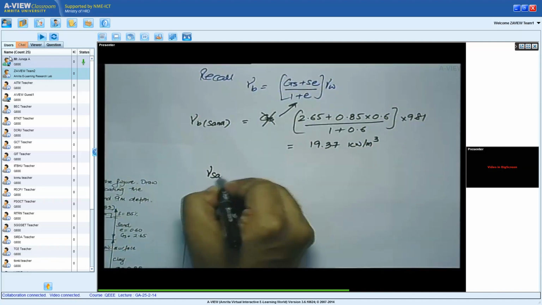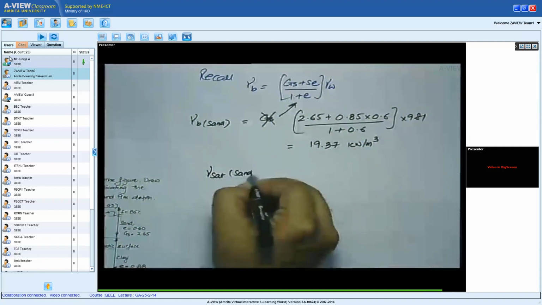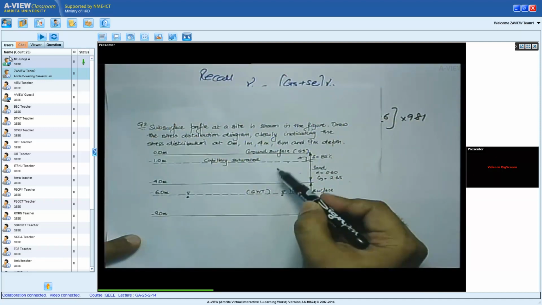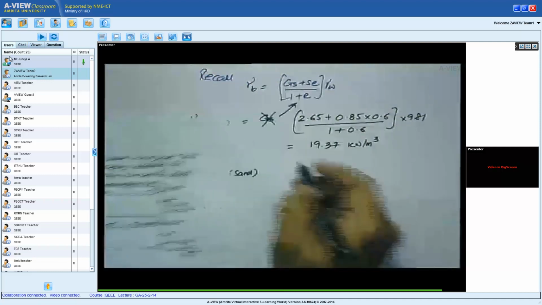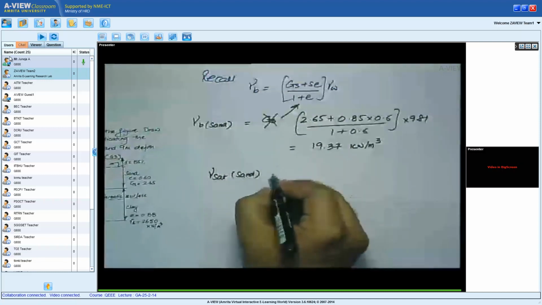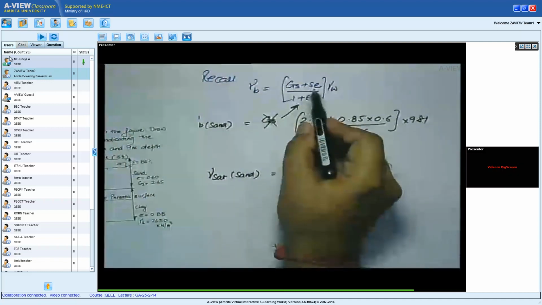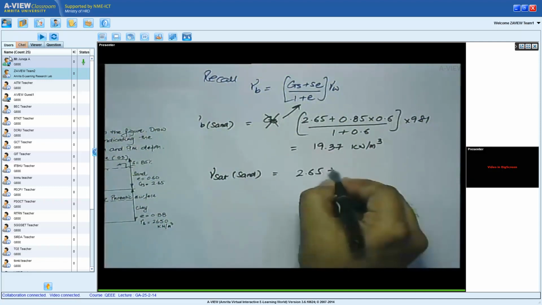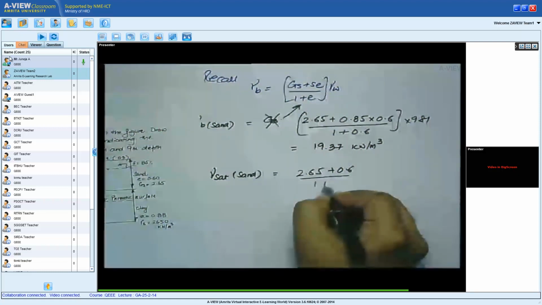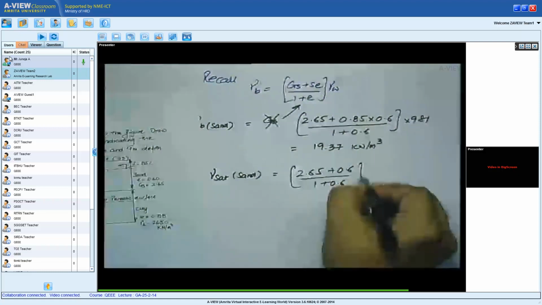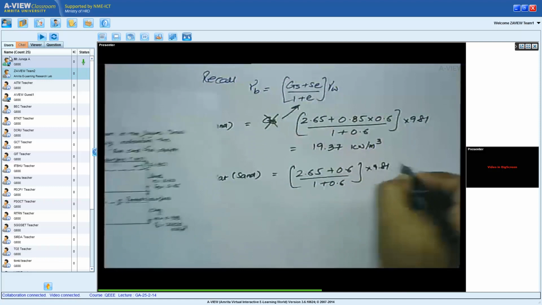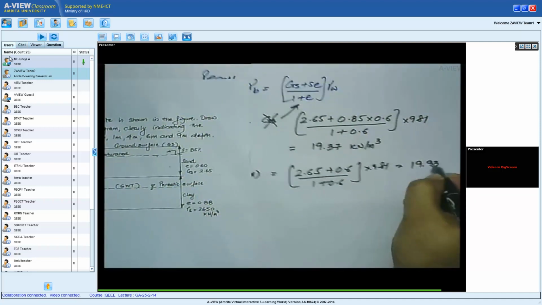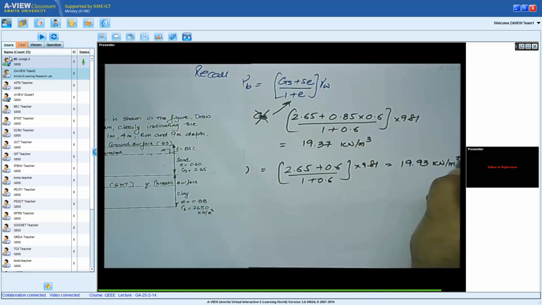What about gamma saturated for sand, which is from this level down to this level, which is saturated sand. If you look at gamma saturated, I simply plug in S equal to 1 in this expression. I get (2.65 plus 0.6) divided by (1 plus 0.6), whole thing times 9.81. I should get a number which is 19.93 kilonewton per meter cube.